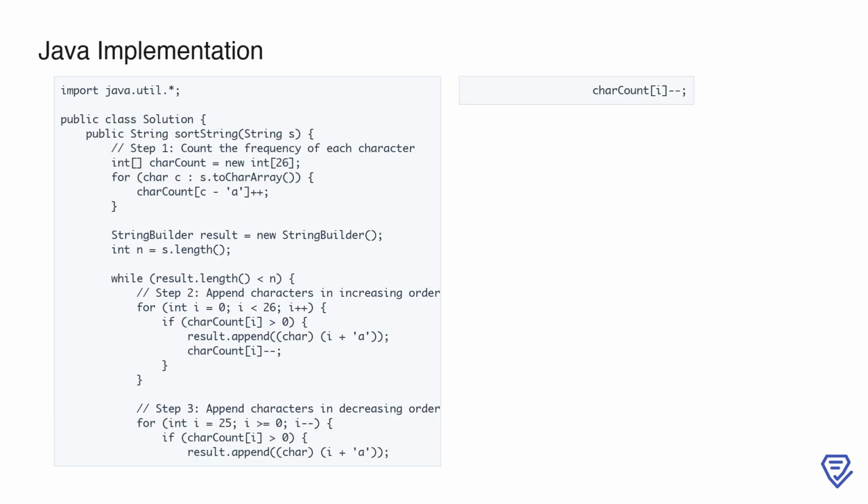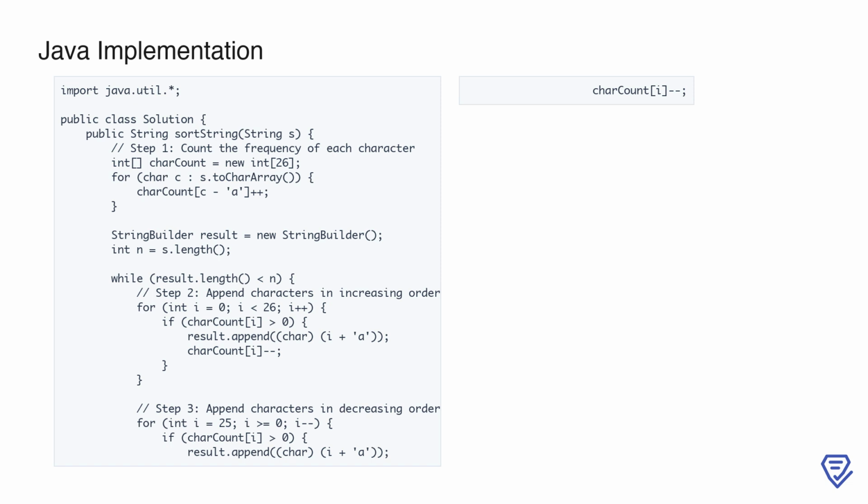Here, we begin the Java implementation for the problem. First, we import the necessary packages and define our solution class. Inside the sortString method, the first step is to count the frequency of each character in the input string. We initialize an integer array, charCount, of size 26 to represent the 26 lowercase English letters.